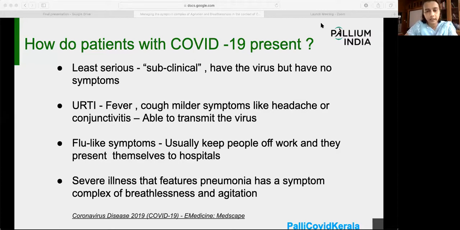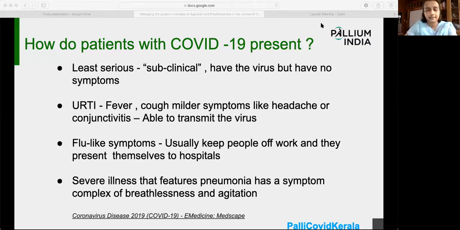The third group is the flu-like symptoms one. Usually the patients will keep off work, they'll have all the symptoms of flu, and they could present themselves to the hospital. And the final one is the severe illness one, where they definitely have to come to the hospital. They can't manage at home. They'll have all the features of severe illness, and it can present as pneumonia, as a COVID pneumonia, as we say. And these patients have a symptom complex of breathlessness and agitation.